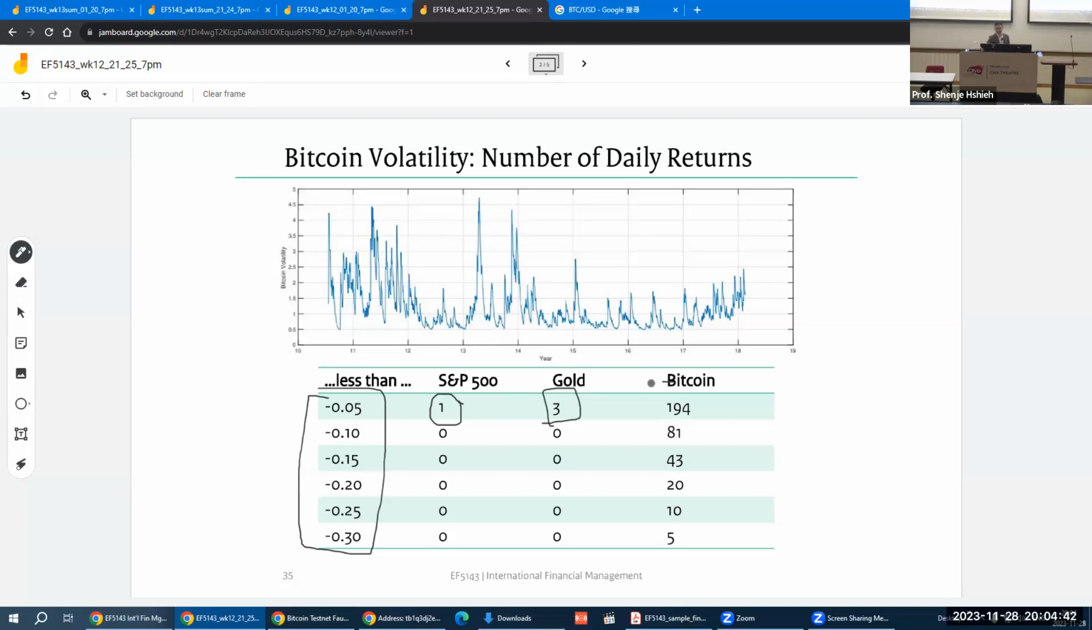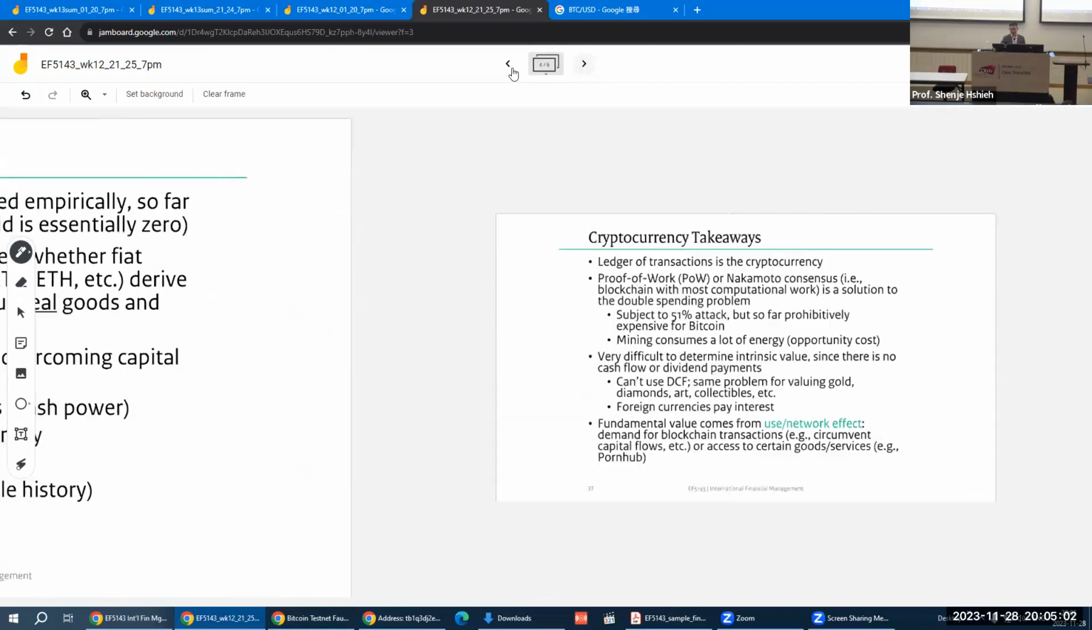Bitcoin, yeah, it's all over the map, right? There's so much volatility. It's not necessary to even compute standard deviation, right? This tells you there's just way too much volatility for the asset. Okay.